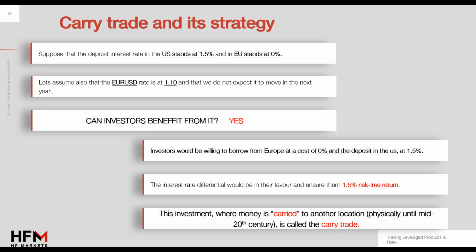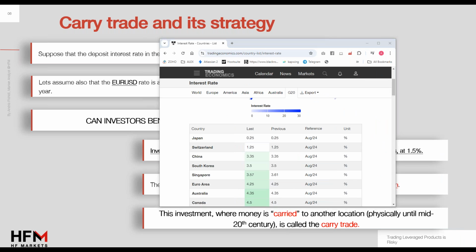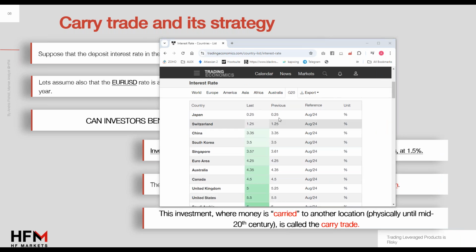Imagine that, or actually, what I'm going to do is share the current interest rates with you. Let me just, come on. Give me a second. So these are the current rates. Let me double check whether you can see this website. Yes, you can. Excellent. This is the global bank's interest rates.